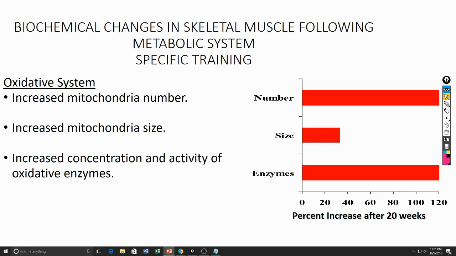Okay, looking at the mitochondria, you see the size of mitochondria increases, the number increases, and taken together with that you have more enzymes as well.